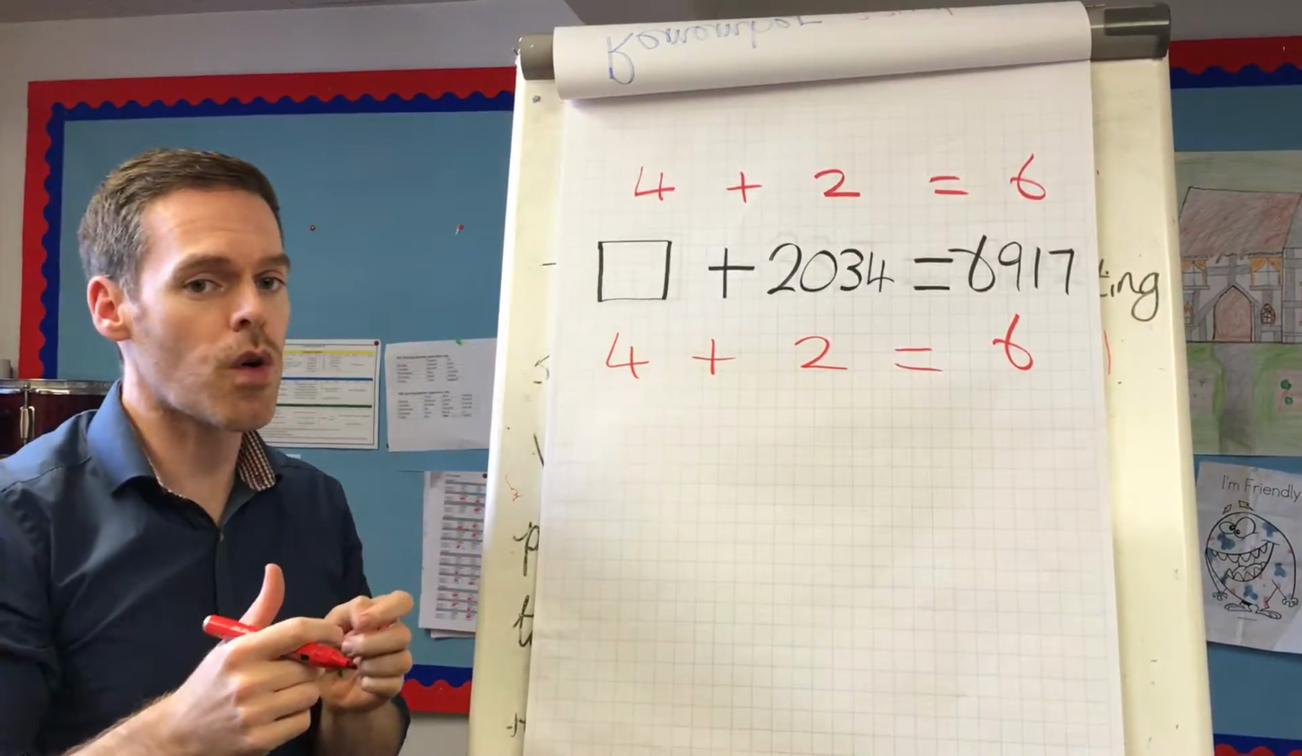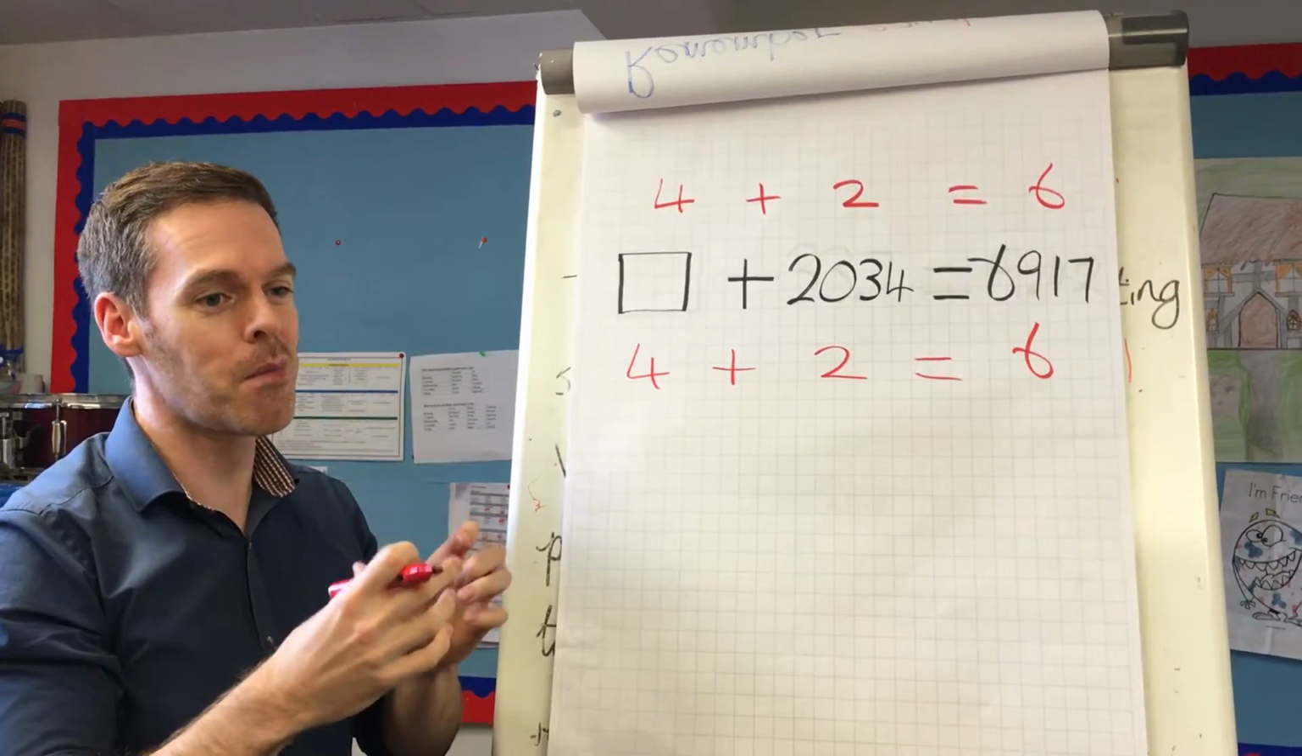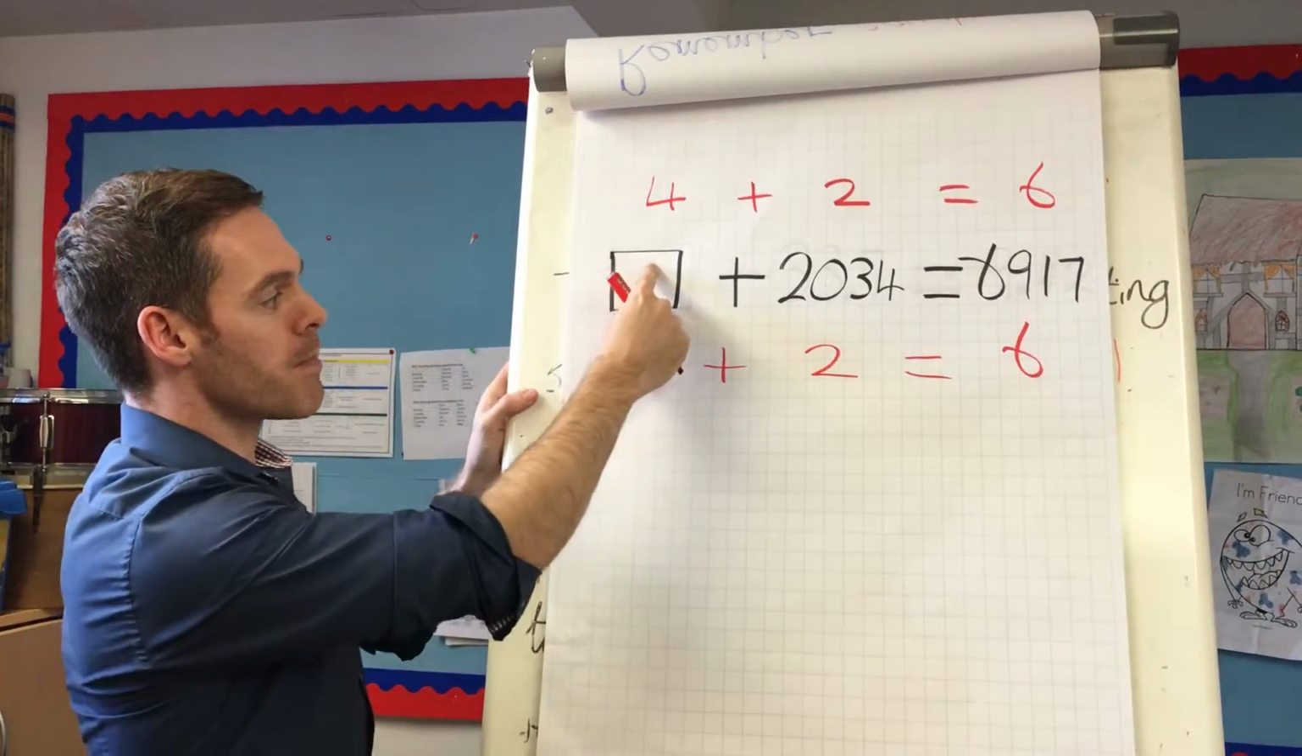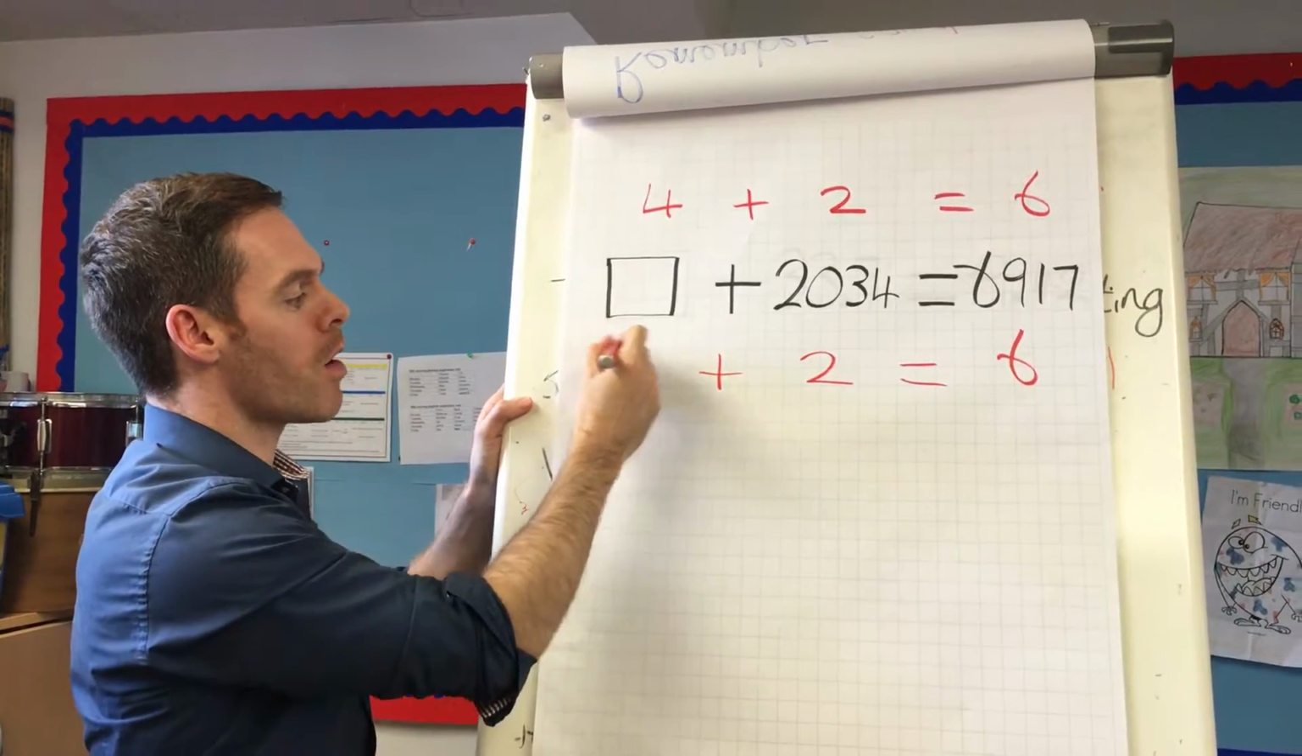The next thing I do, of course, is I put a box around the part of my number sentence that's missing. This is the part of my number sentence that's missing, so I'm going to put a box around the 4.